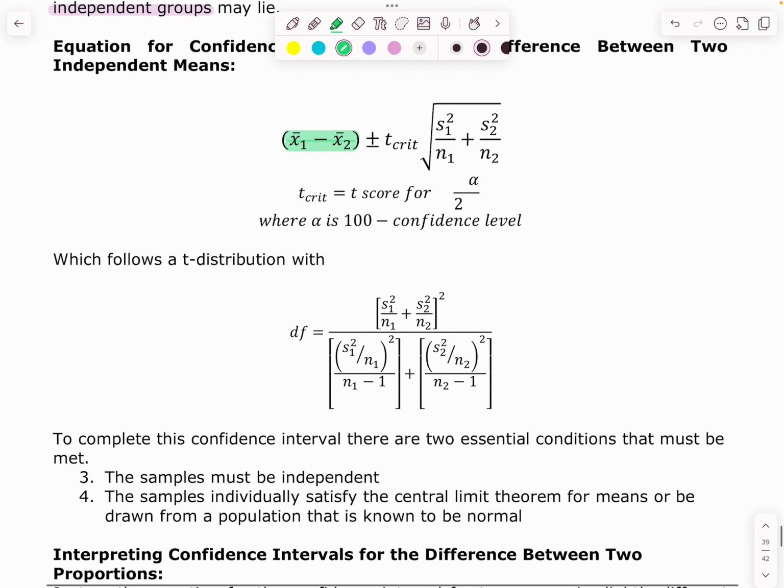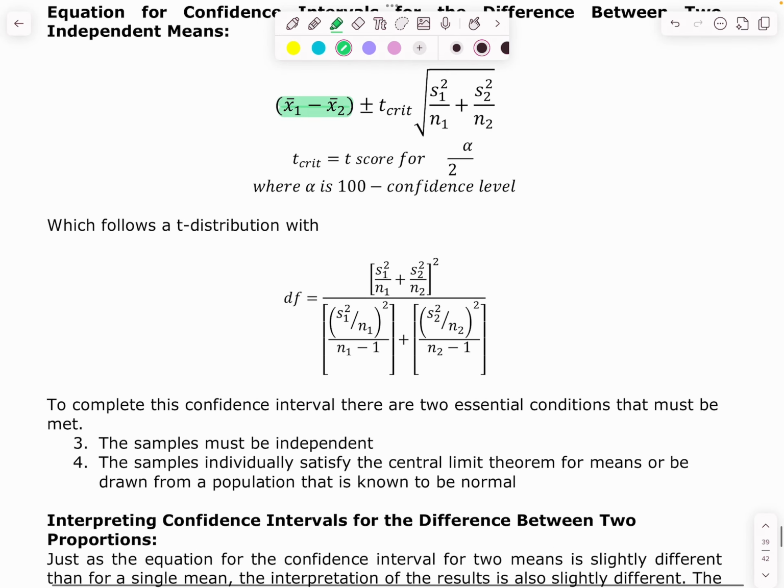And this follows a t-distribution with this big old formula for the degrees of freedom. Because we have this formula for the degrees of freedom, we are not going to do these calculations by hand. We are going to use technology to help us find, at the very minimum, the t-crit.